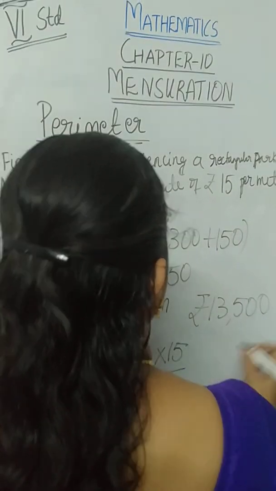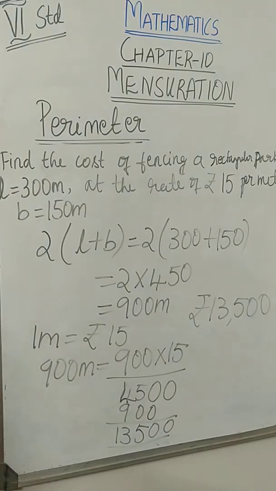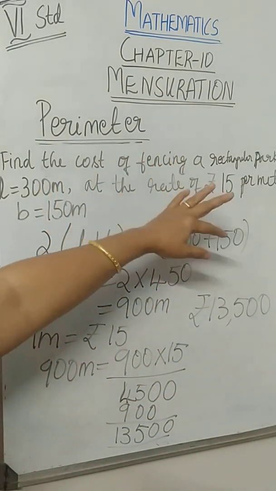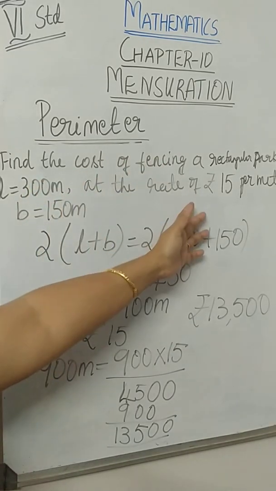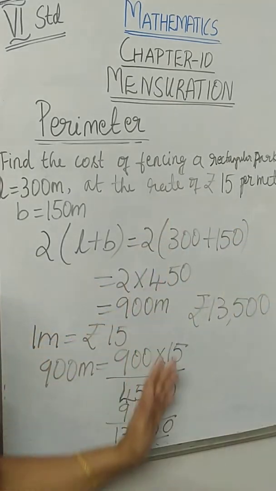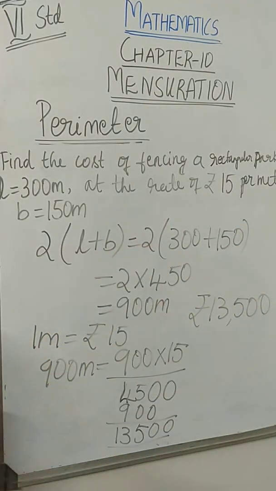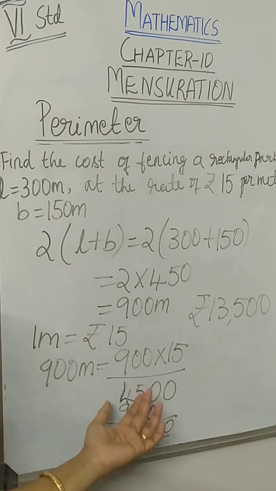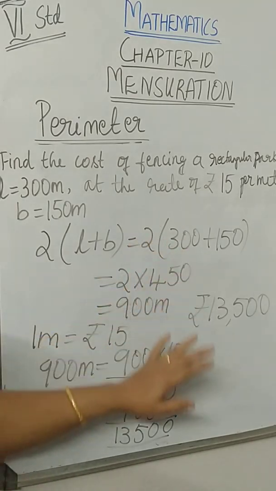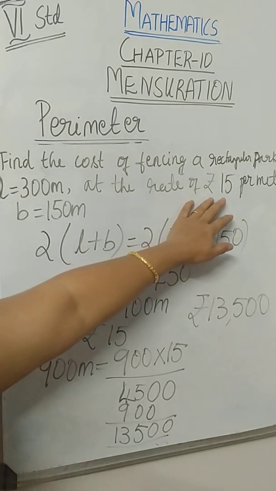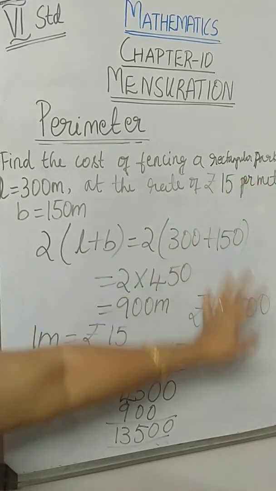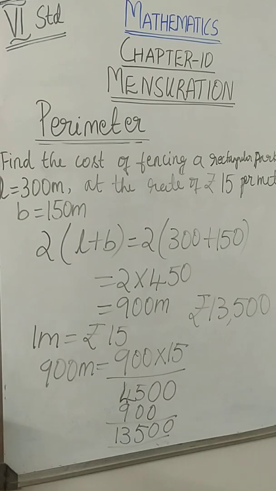13,500. So if you have to calculate the cost of fencing a rectangular park whose length is 300 and breadth is 150 meter at the rate of rupees 15 per meter, this is the way we calculate. First we will find the perimeter of the rectangle, then we will calculate the cost by multiplying by the given rate for 1 meter. Okay, this is how we find the perimeter.